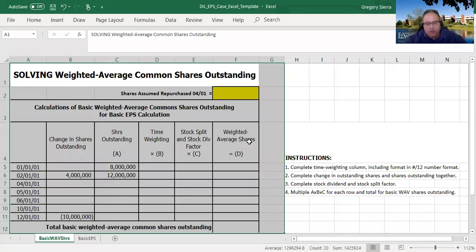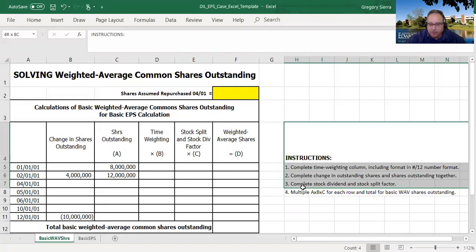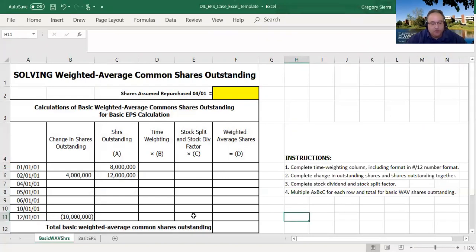Hi, we are doing the comprehensive problem of EPS, and it's going to include both basic and diluted EPS. This is the first part. We're going to calculate basic weighted average shares outstanding, do some formulas, and also some formatting. This video should be accompanied by the Excel spreadsheet you're looking at and also the complete instructions in the comprehensive problem. I do offer some abbreviated instructions for this worksheet.